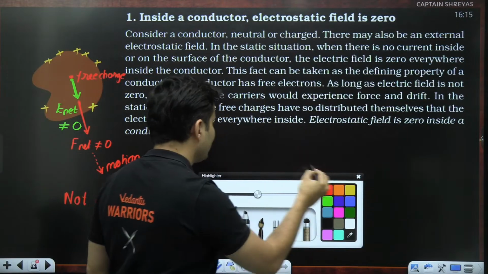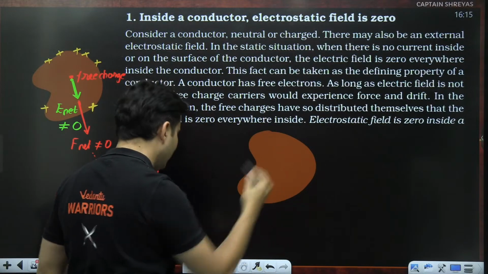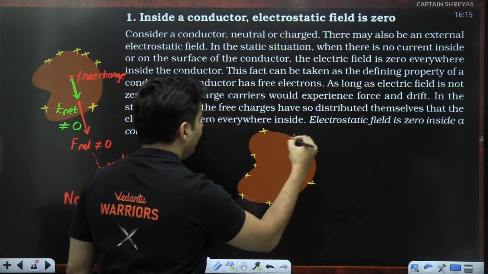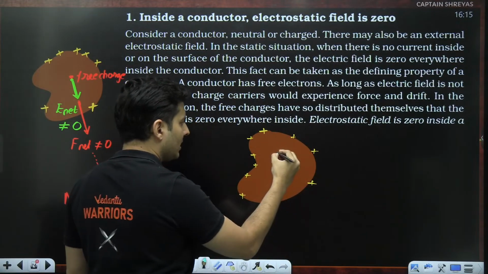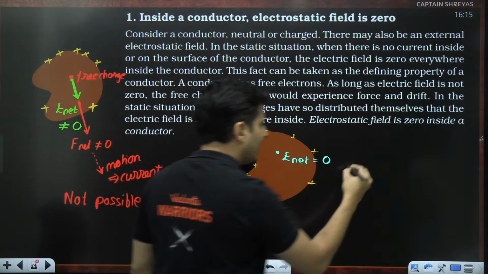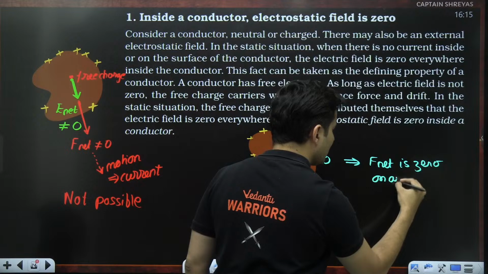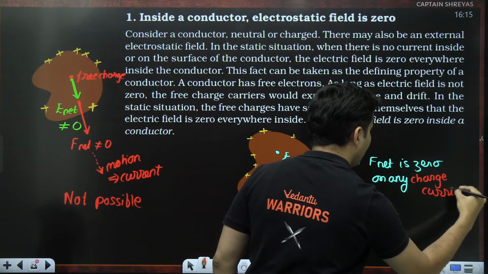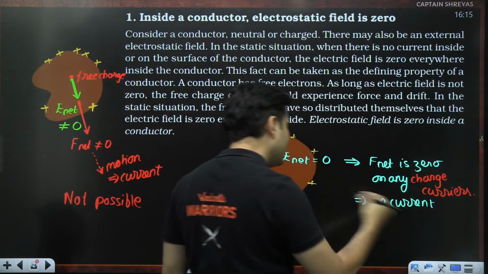So what should be possible is this, where you have a conductor, and the charges on it distribute in such a way that everywhere you go inside this particular conductor, you should see that the net electric field is zero. If the net electric field is zero, what does it imply? That the net force is zero on any charge carrier. Hence, there is no current which is set up, which is exactly what you expect.